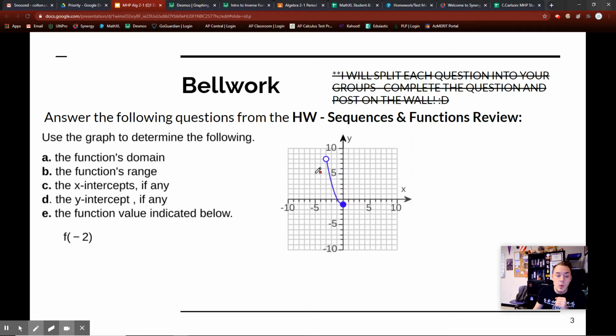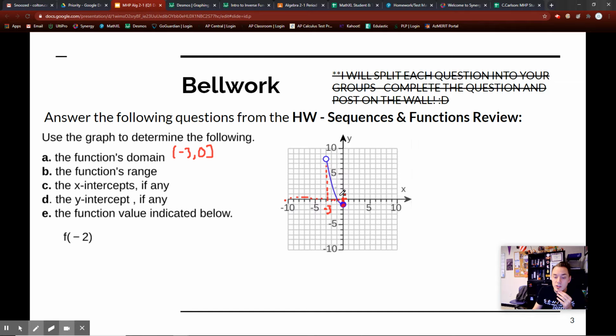Let's get started. What's the domain? I read it left to right. Where does this start existing? It starts existing right here at -3. And since it's open, parentheses, -3, comma, where does it stop? It stops existing right here on my x-axis at 0. So I'm going to do 0, bracket.